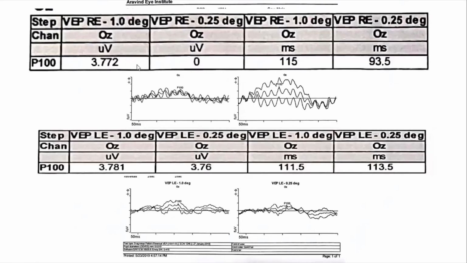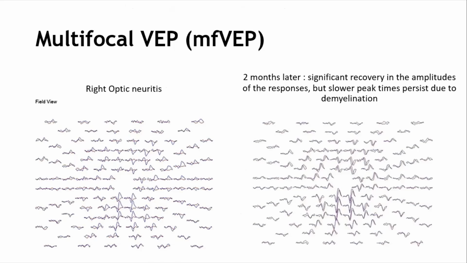So in this case, you can see there is a reduction in the amplitude as well as an increase in the latency in both the eyes. So the amplitude is less than 5 microvolts and the latency is prolonged, more than 110 milliseconds. Okay, so it may be suggestive of a traumatic optic neuropathy or a space occupying lesion. So we can diagnose preclinically if you are going to plan for neuroimaging again.